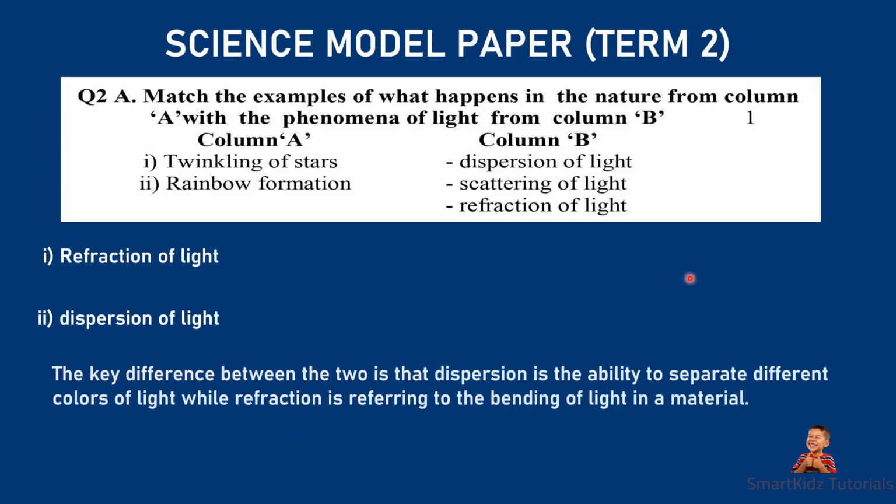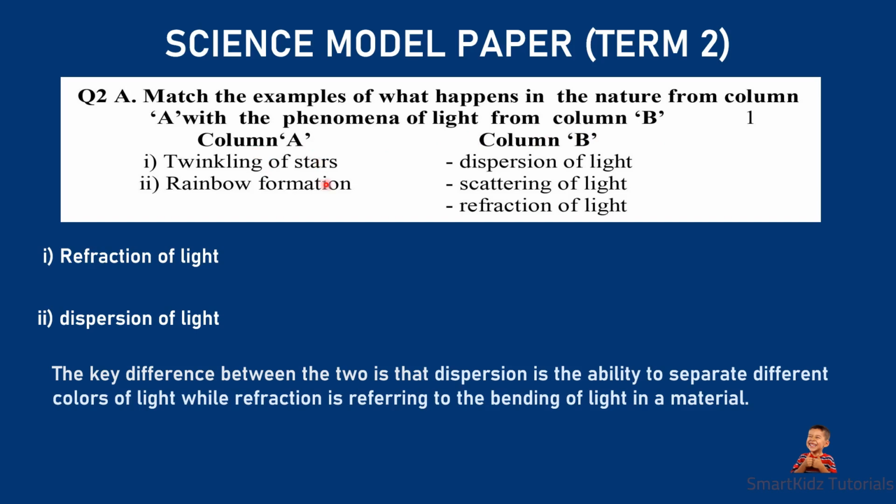So with this we complete question 1, that is we complete 10 marks of the paper. Question 2 will again comprise 10 marks of the paper. We begin with question 2A, which is for 1 mark. It says match the examples of what happens in nature from column A with the phenomenon of light from column B.